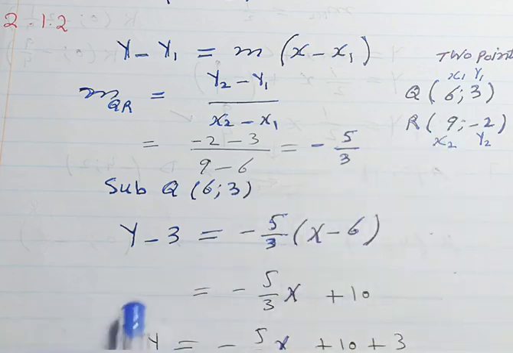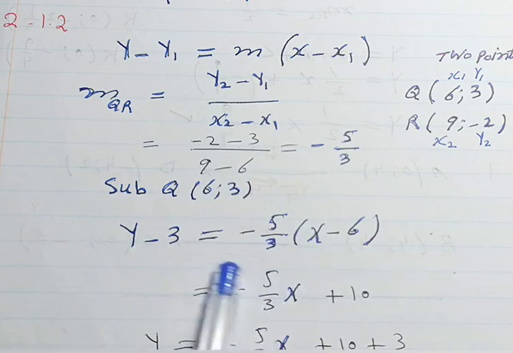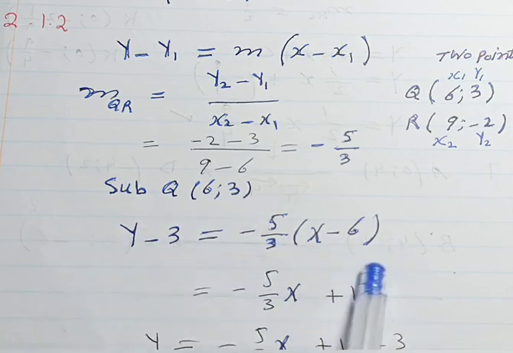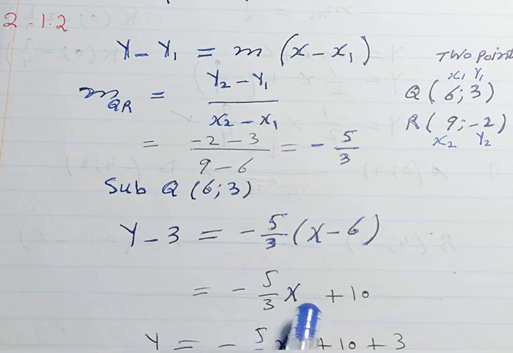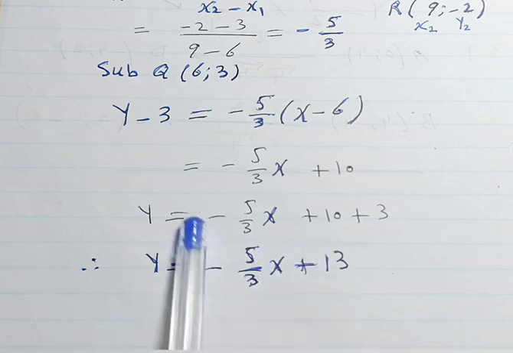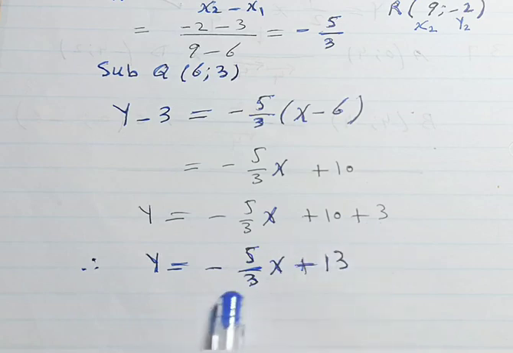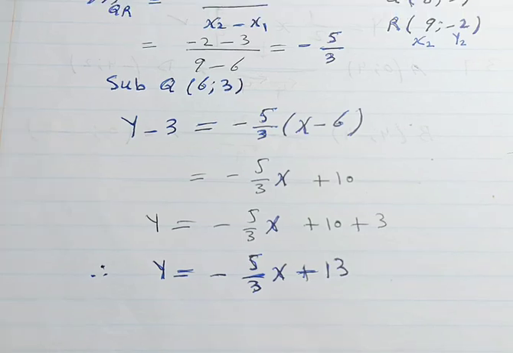So I choose Q. I plug it into this formula. The gradient I got is negative 5 over 3, and this is x and y. I plug all these values into this formula and simplify, and I get negative 5 over 3 x plus 10. This is after the simplification. Now, further I simplify, negative 3 switches over to this side and becomes positive 3. Therefore y is equal to negative 5 over 3 x plus 13. This is the equation of QR.